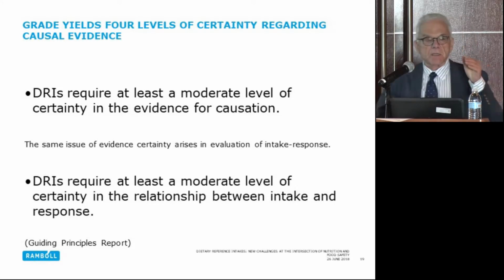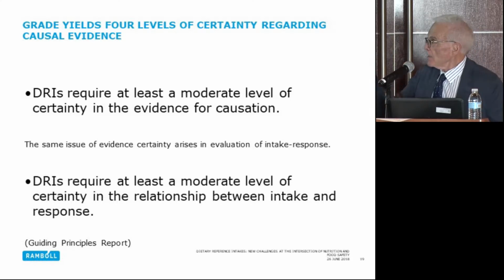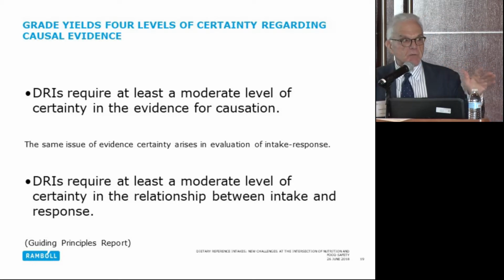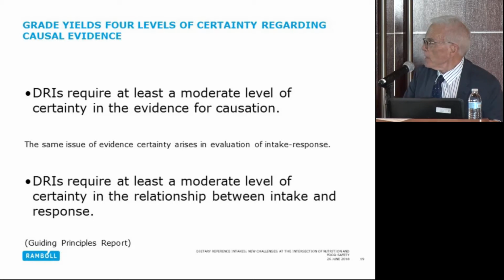And then also, this committee, the Guiding Principles Committee, moved to the question of intake response, which is not in the original GRADE system, but to try to also evaluate intake-response relationships with respect to the certainty of the evidence, high, medium, or low. It asked that for DRI development both causation and intake-response evidence be at least a moderate level of certainty, not necessarily the highest. That recognizes that if we're dealing with pharmaceutical interventions, high certainty is generally required, for example, by FDA. So this committee made a judgment that a moderate level of certainty would be adequate for DRI development and chronic diseases.